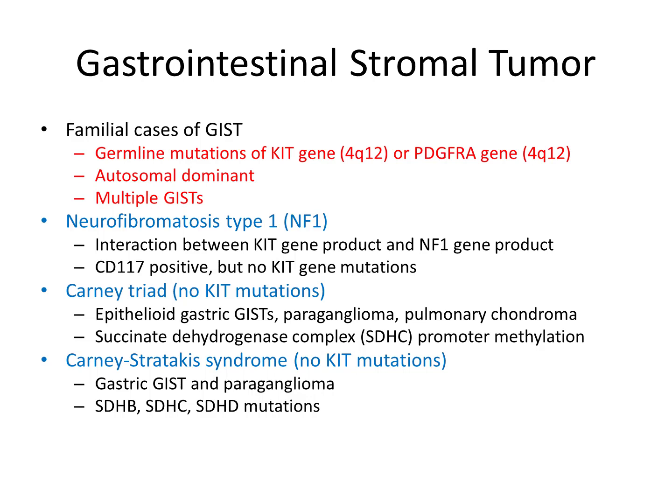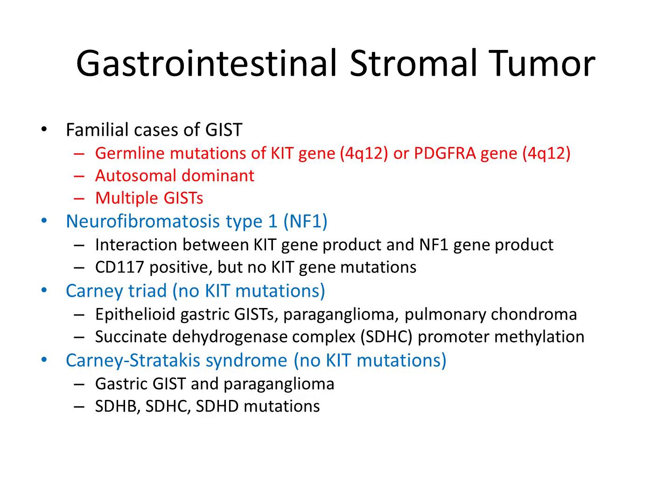Gastrointestinal stromal tumors may also arise in association with neurofibromatosis type 1. This results from the interaction between the KIT gene product and the NF1 gene product. The tumors are c-KIT positive, but they are negative for KIT gene mutations.